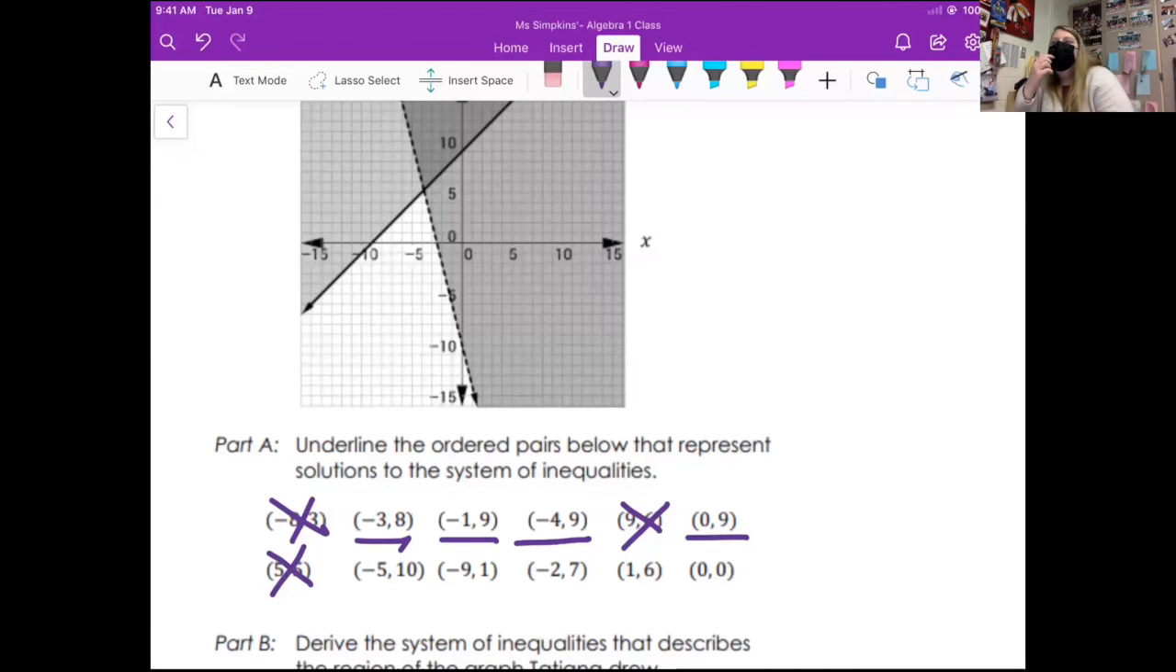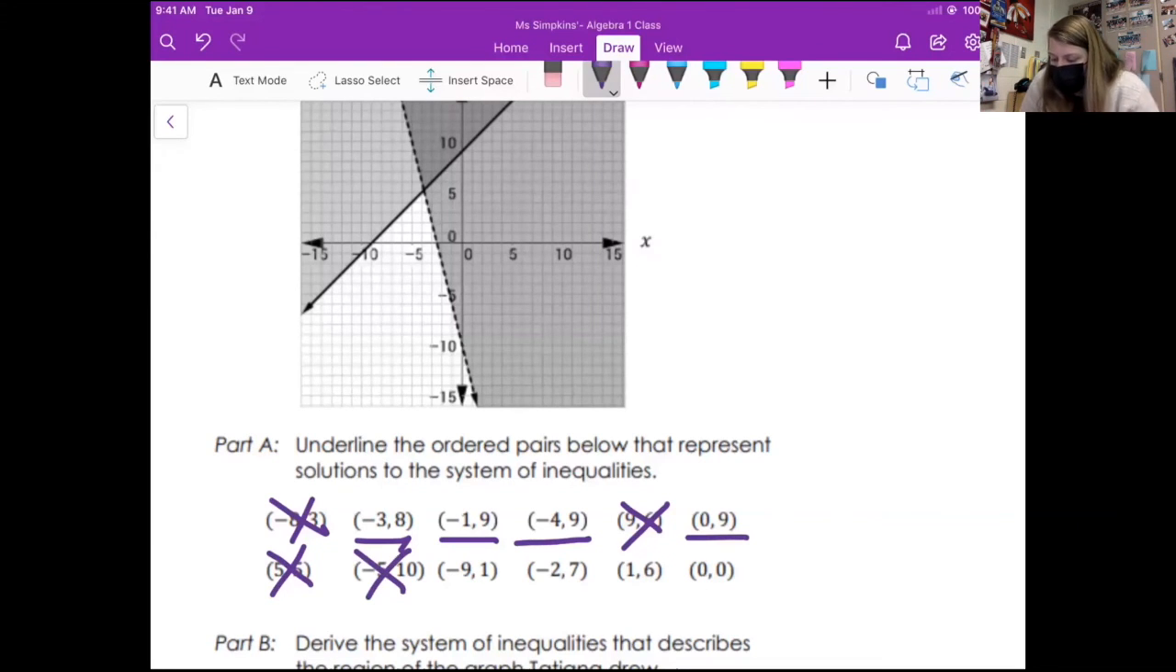Okay, so we're split. Which one's 10? I would just count to -5, 10. Yeah, so -5, 10 is why I want to talk about this one too, it's on a dotted line. Remember, dotted lines don't count, so no.